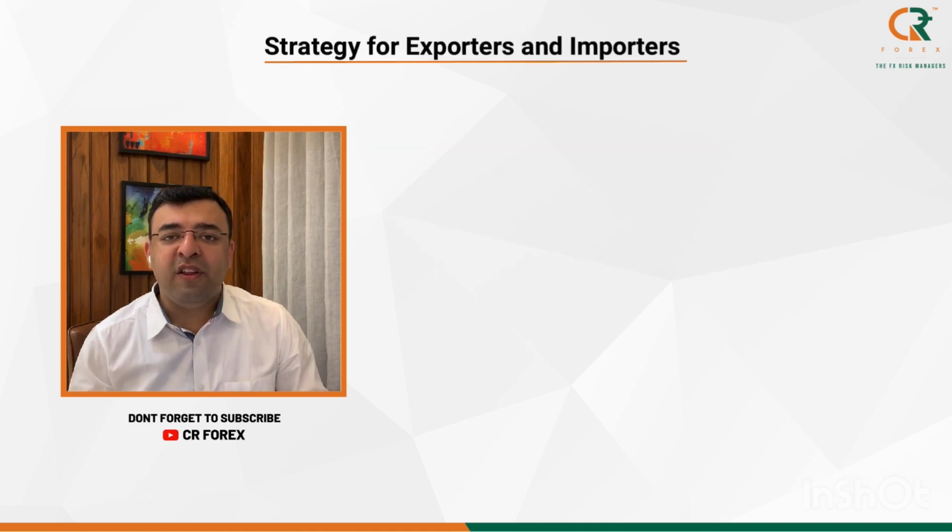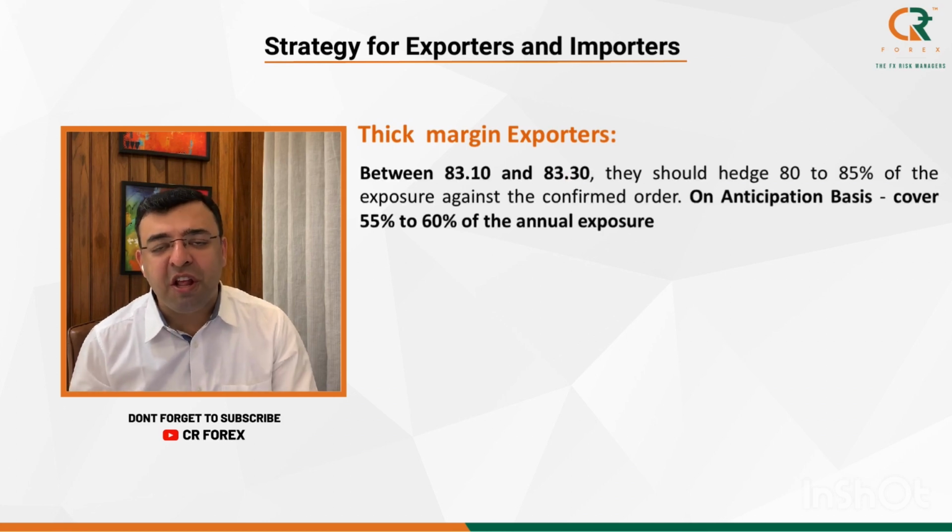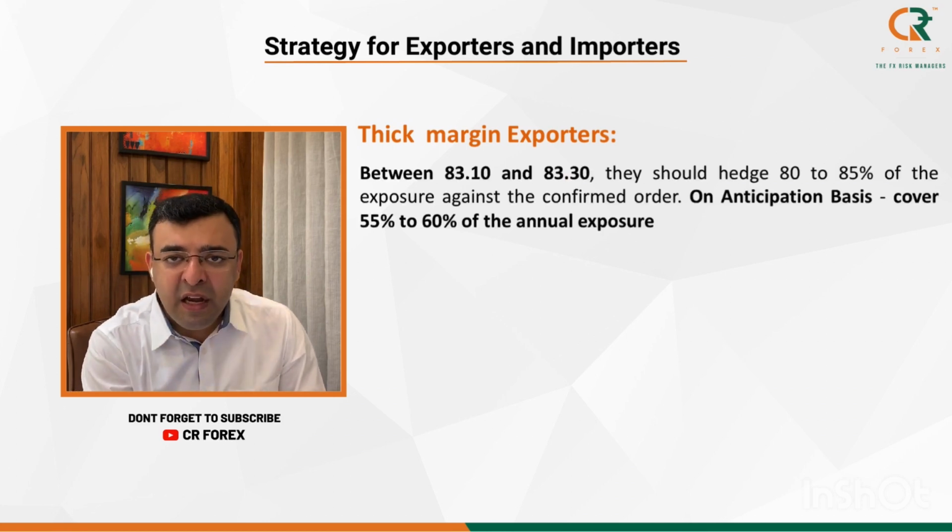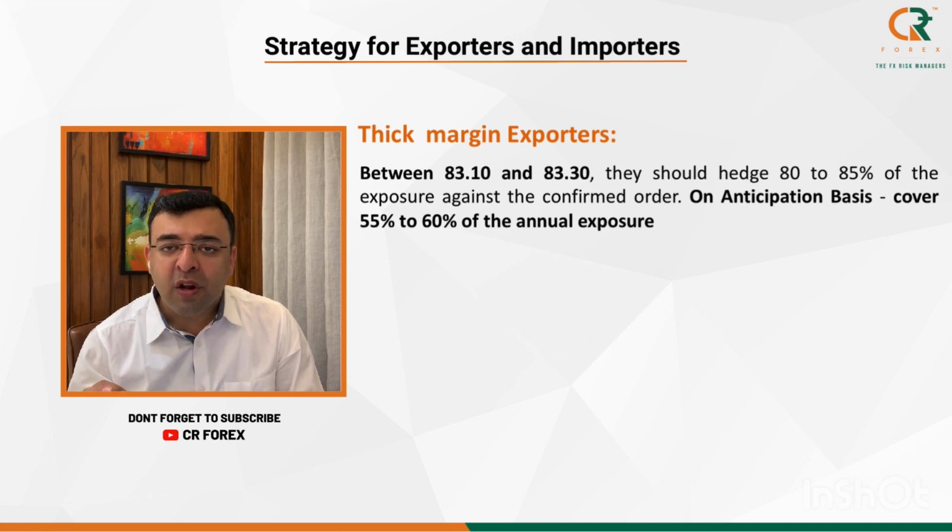Now let us discuss strategy for thick margin exporters like textile exporters or pharma exporters or engineering exporters. Between 83.10 to 83.30, they should cover 80 to 85% of their open exposure if they are booking against contracted exposure. If they are hedging based on anticipated orders, they should keep a hedge ratio between 55 to 60%.